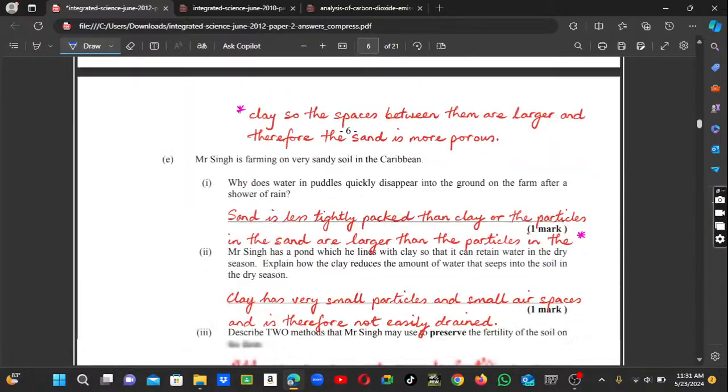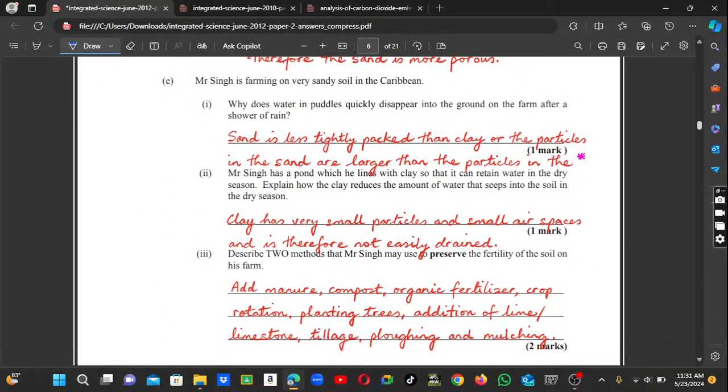Alright, that's simple. So it says Mr. Singh is farming on sandy soil in the Caribbean. Good. It asks, why does water in puddles quickly disappear into the ground on the farm after a shower of rain? Let me explain what's going on here, guys.